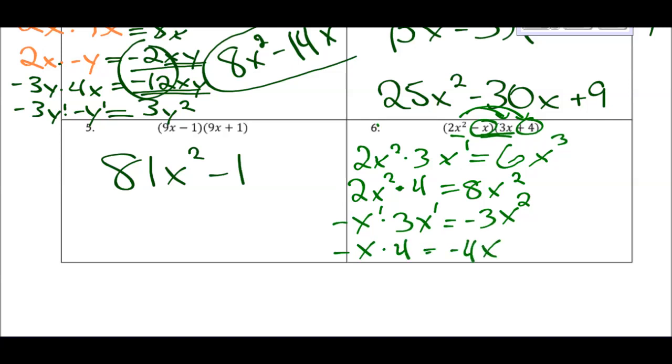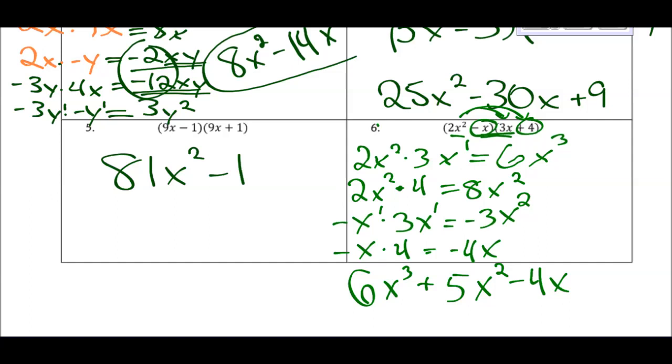Then I'm combining these 2 in the middle. 8 minus 3. I don't touch the exponents, it's just expressed with x squared. 8 minus 3 is 5x squared. The exponent does not change. And we just tack on that extra negative 4x. Any questions on any of that?